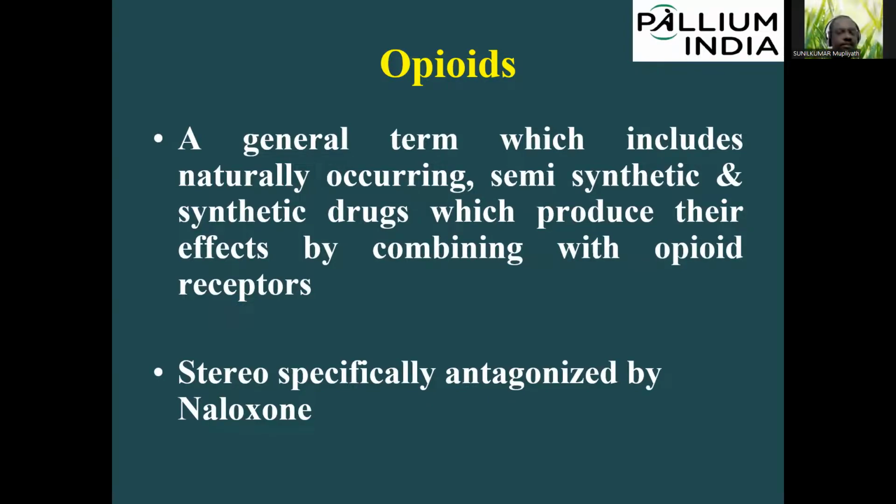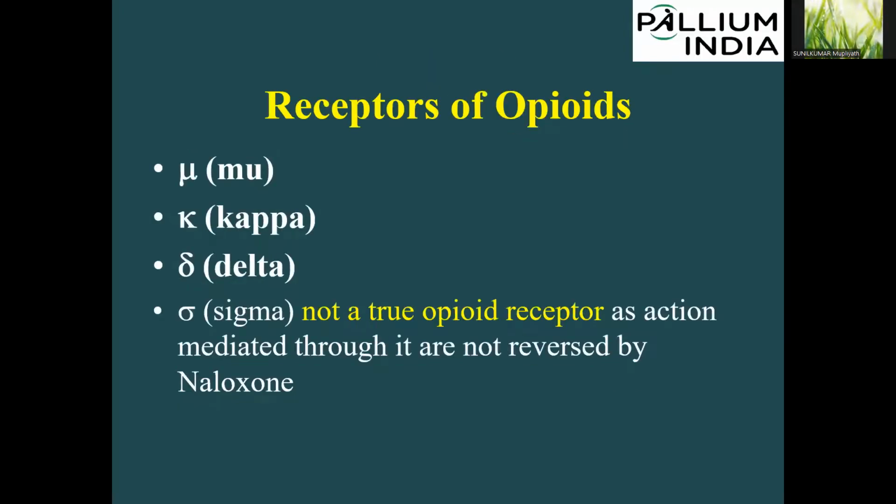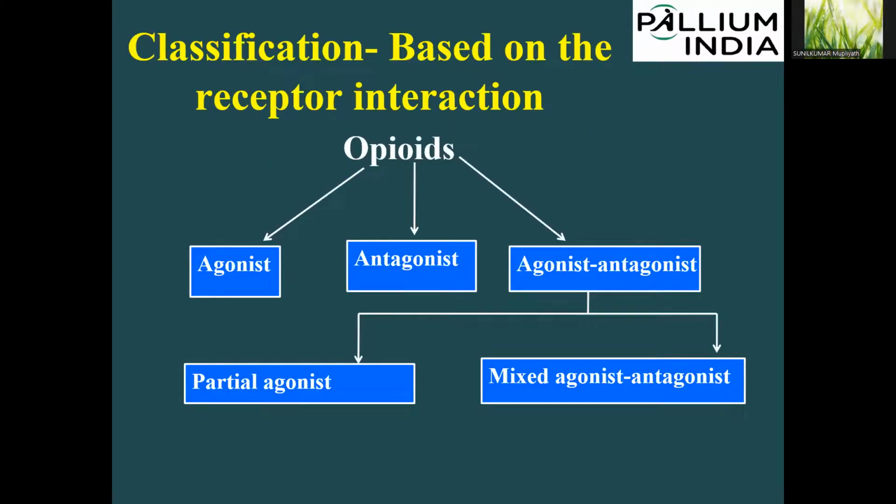So, you know what is an opioid? Opioids produce their action by combining with the opioid receptors, and their action should be antagonized by naloxone. These are the two properties for a medicine to become an opioid. You know that mu, kappa, and delta are the opioid receptors. Based on the action on the receptor, opioids can be classified into agonist, antagonist, and agonist-antagonist, so three groups. What is an agonist? Agonists are medications which, when administered, provide physiological action, that is pain relief, nausea, vomiting, constipation, all those. That is an agonist.